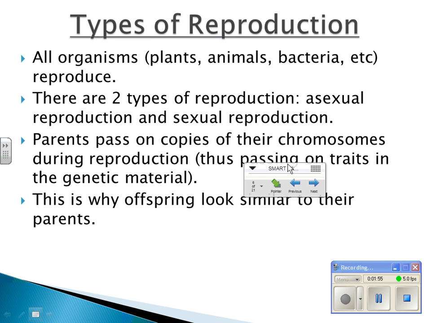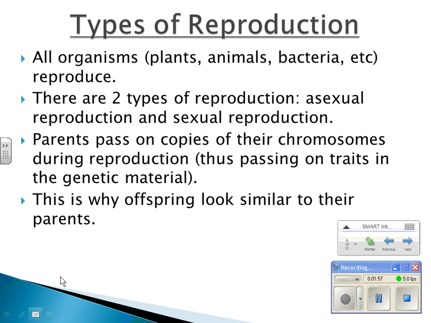The types of reproduction we're going to talk about today are the fact that all organisms, plants, animals, bacteria reproduce. There are two types of reproduction, the asexual reproduction and the sexual reproduction. Parents pass on copies of their chromosomes during reproduction, thus passing on traits in the genetic material. This is why offspring look similar to their parents. How come you look like your mom or dad, or both?